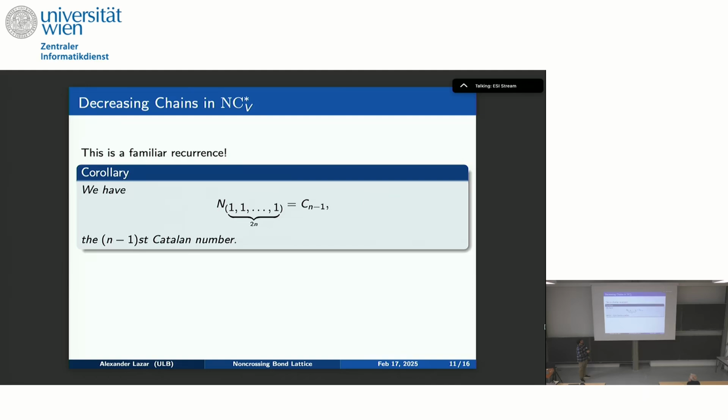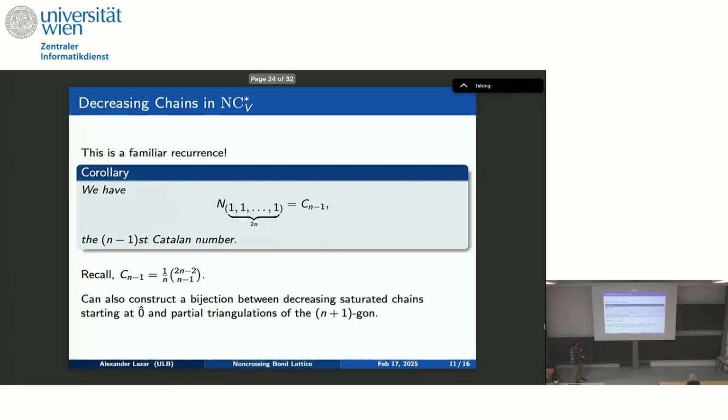And indeed, if you set all the A's and B's equal to 1, you can see that this is exactly the n minus first Catalan number. And just to allude to something in a second, note that C_{n-1} is 1 over n, 2n minus 2 choose n minus 1. And in the case where they're all 1, I actually have a nice bijection.